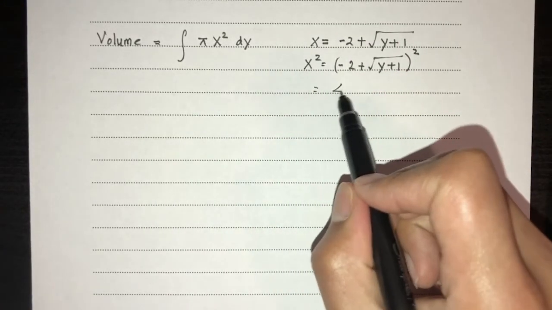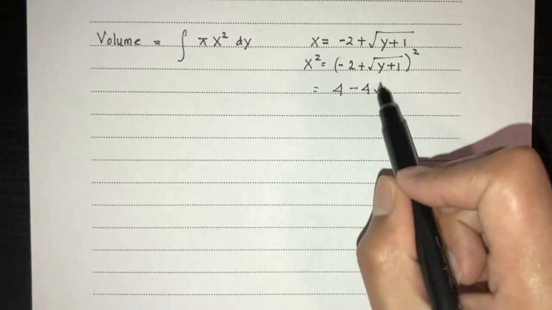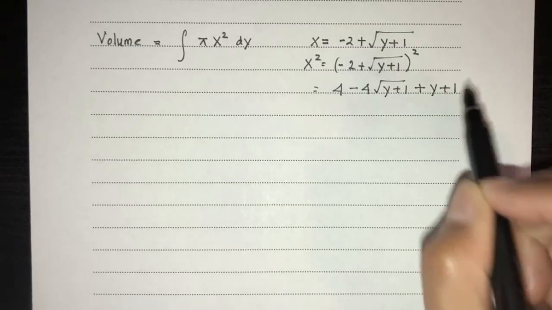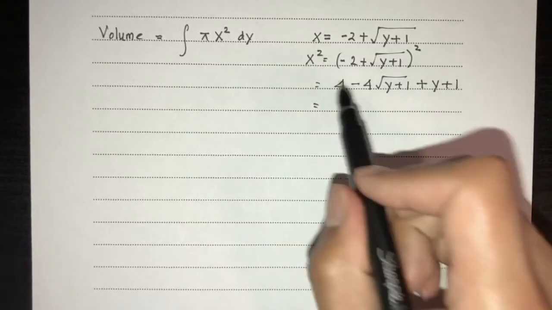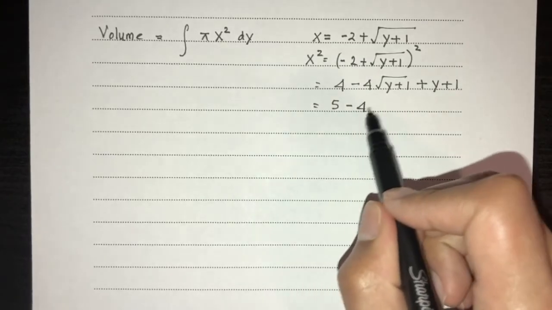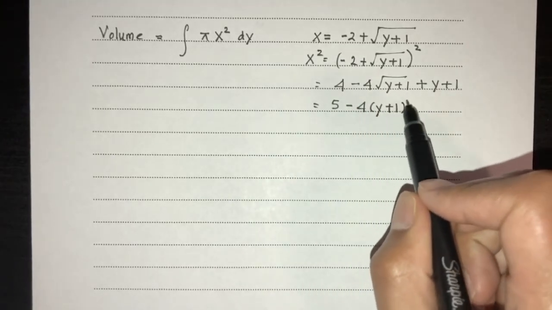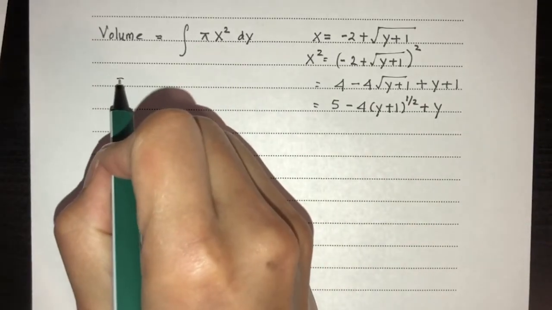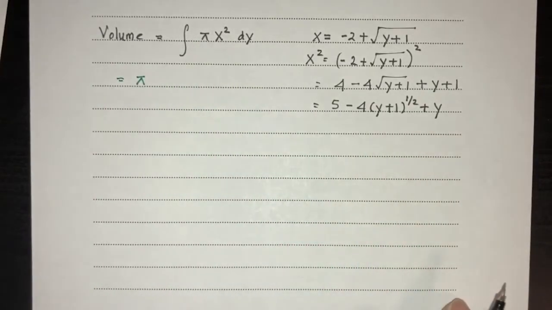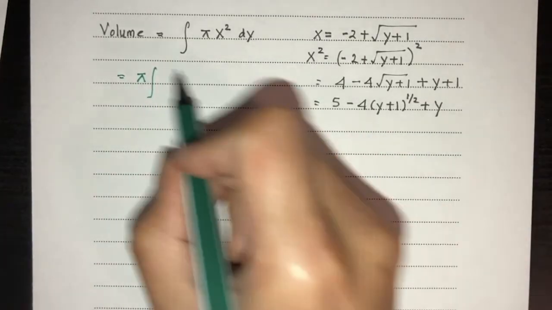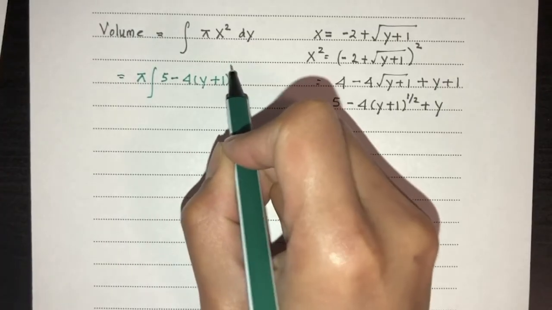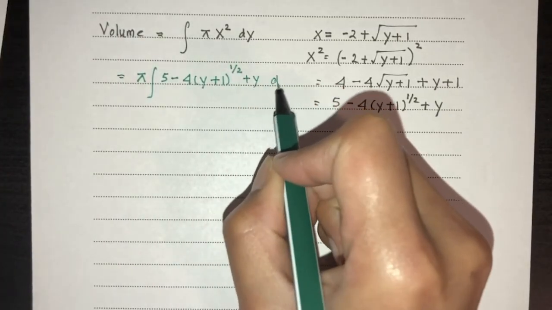So that will be 4 minus 4 root of y plus 1, plus y plus 1. Now let's simplify. You will have 4 plus 1 is 5, minus 4, and we can rewrite the root as (y plus 1) power half, plus y. Okay, so let's put this back in our equation. So volume will be equal to, we can take out pi, it is only a multiple. You will have the integration of 5 minus 4(y plus 1) power half plus y, dy.